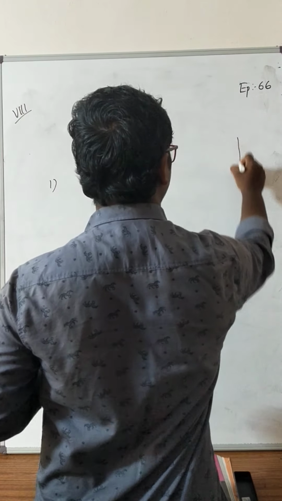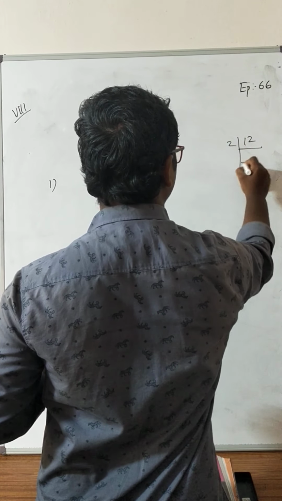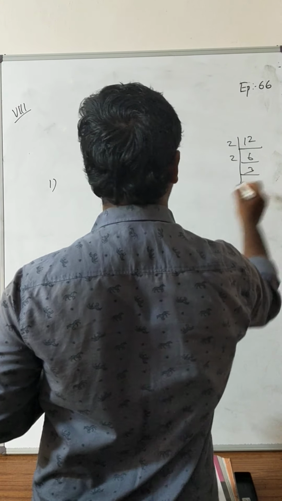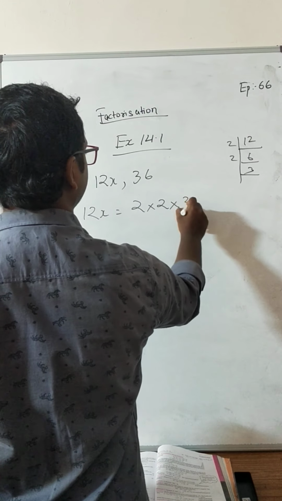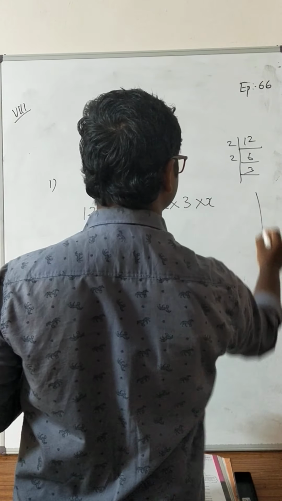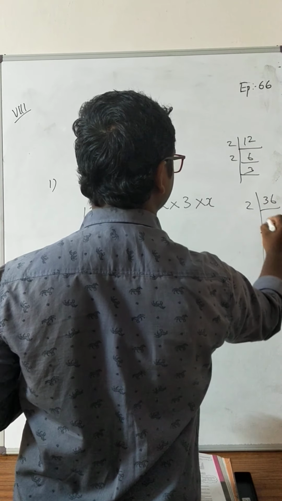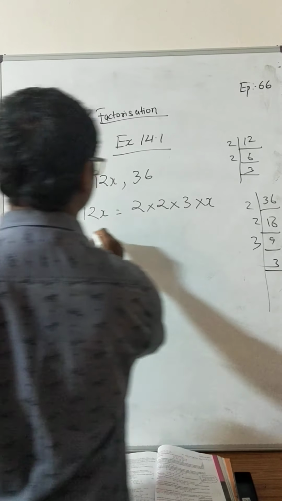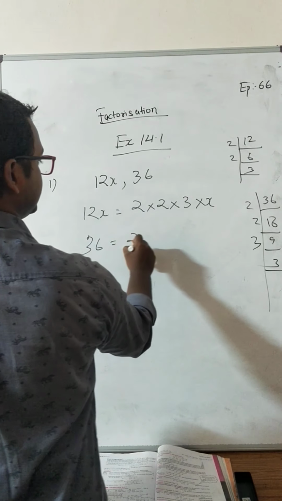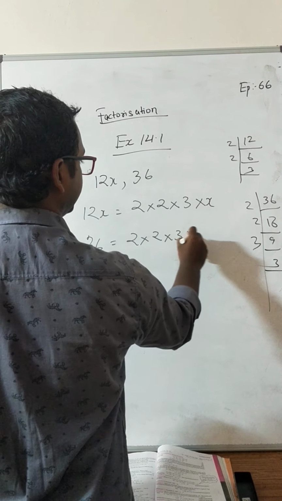Let's find the factors of 12. 2, 6, 2, 3. So 12x is 2 into 2 into 3 into x. Next, 36. 36 is 2, 18, 2, 9, 3, 3. So for 36 it is 2 into 2 into 3 into 3.